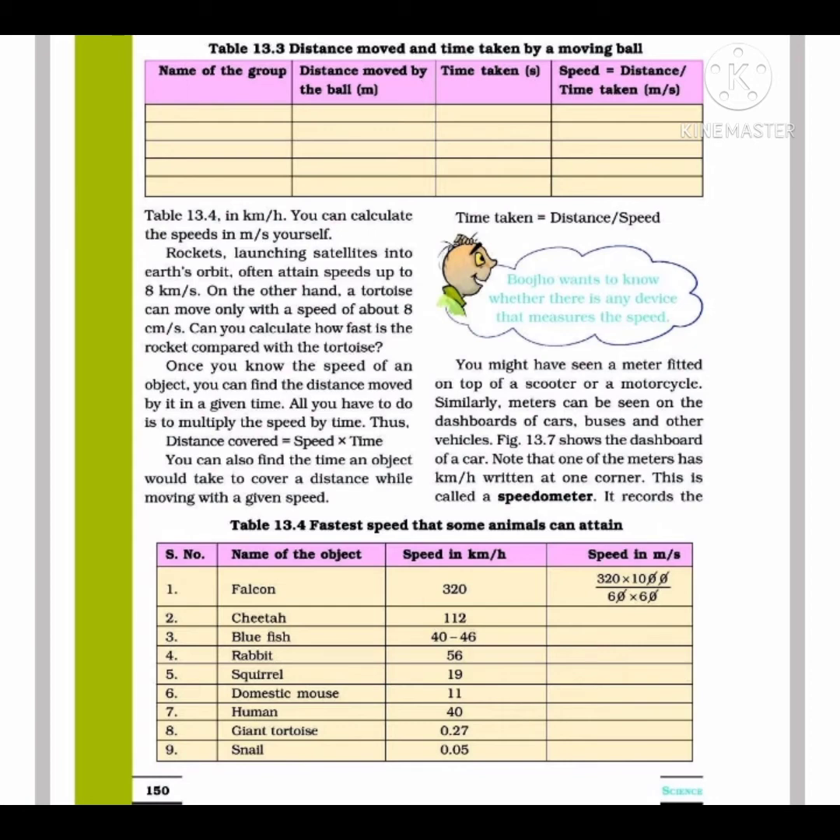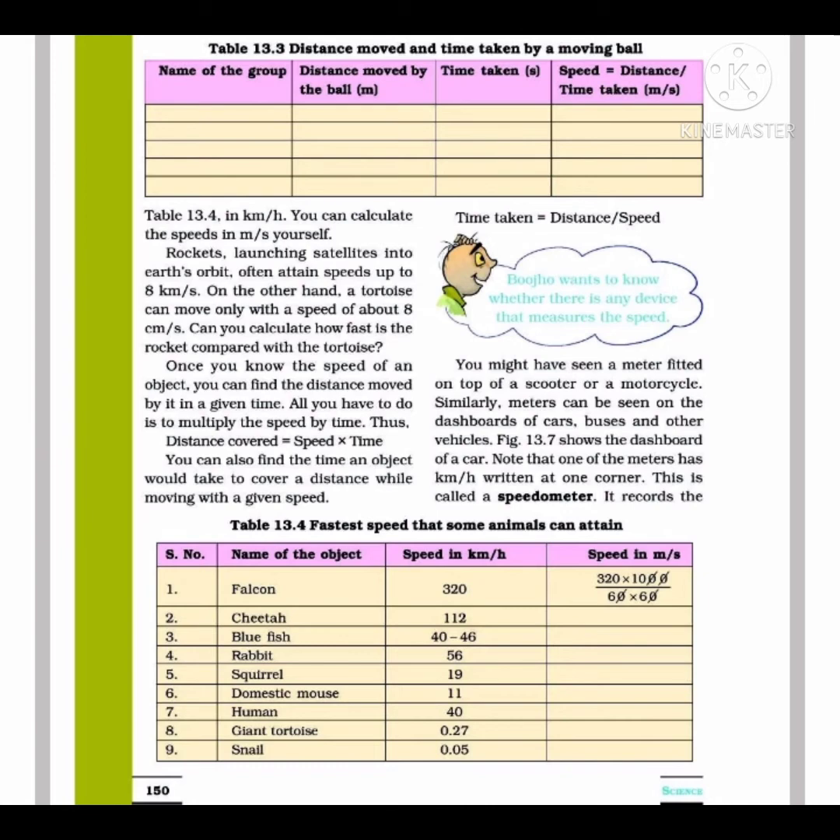1 hour is equal to 60 minutes, and 1 minute is 60 seconds. So 60 into 60 we have to do. Like this you will get the units of all the other objects by doing the same way. The other one is the cheetah. We know what a cheetah is. 112 is the speed in kilometer per hour. Like this you will get the answer. So try to find out and fill the table.